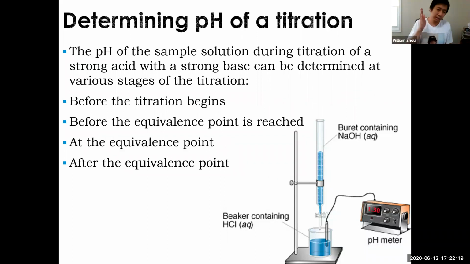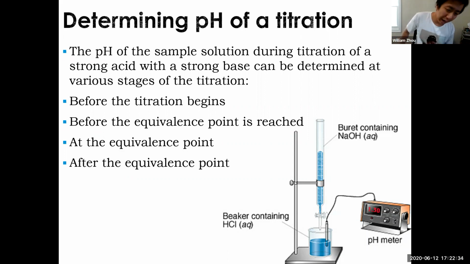First, you calculate the pH before the titration. That means you didn't add anything. I just have the sample. That's a very simple calculation. It depends on whether it's acid or base. Negative log, that should get you the answer.